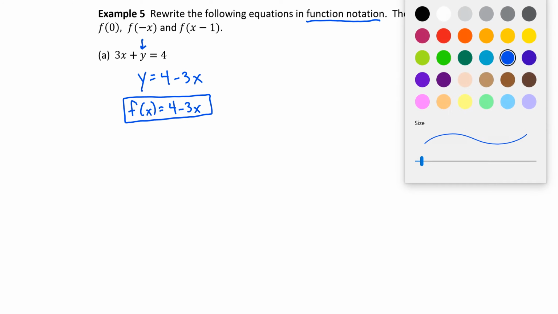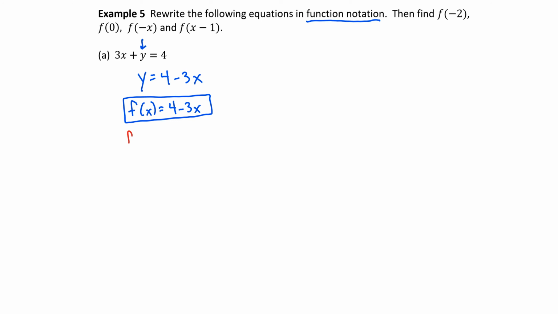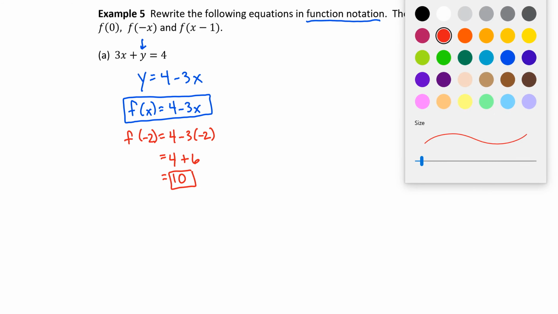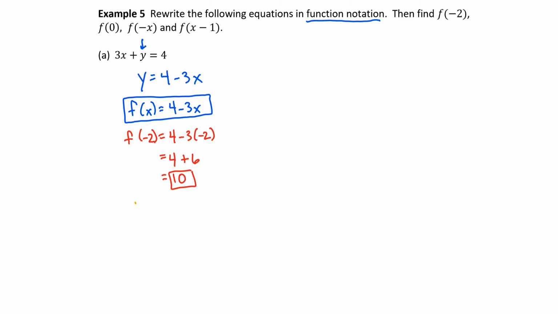Once we have it in function notation, we can determine the requested function values. To figure out f of negative 2, that simply means plug negative 2 in for x and then evaluate. Negative 3 times negative 2 is positive 6, so it looks like f of negative 2 equals 10. The next request there was f of 0. So to find f of 0, I'm using my original function rule, and I'm going to plug 0 in for x. 4 minus 3 times 0 is 4. So our function value is 4.